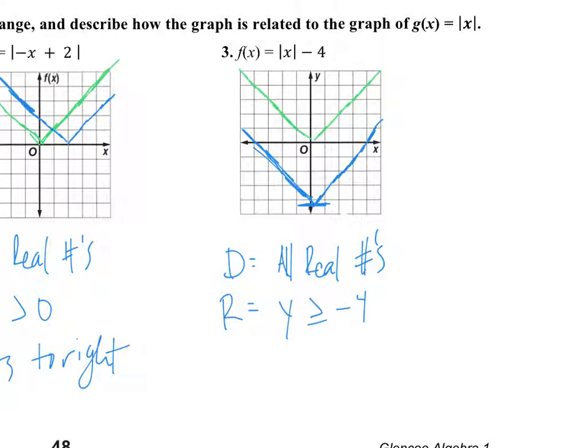So anyway, how did we translate this one? This one got translated 4 units down. Again, the range on the other two, I apologize, is y is greater than or equal to 0. Okay, look, I'm not perfect. Okay, so I think we're good on this page. Let's zoom to the next page.